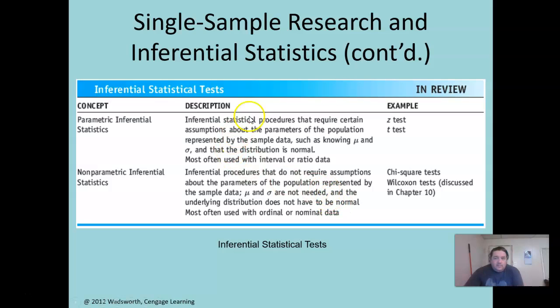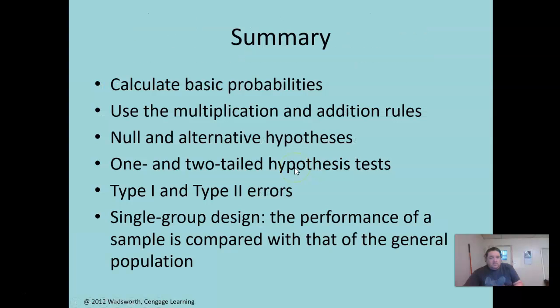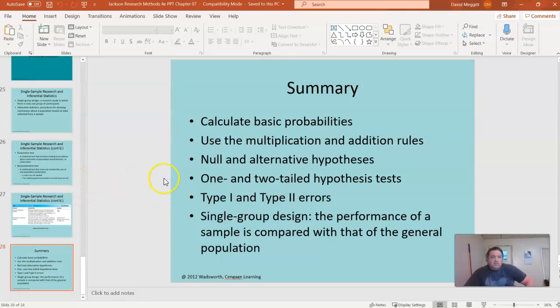There are different things that we can do. For parametric inferential statistics, we can use the z-test or the t-test. For non-parametric, we can use chi-square and Wilcoxon tests, and that's in chapter 10, so later on. We calculate basic probabilities, use the multiplication and addition rules, null and alternative hypotheses, 1 and 2 tail hypotheses, type 1 and type 2 errors, single group design, the performance of a sample as compared with that of the general population. And that is chapter 7. So pretty straightforward.